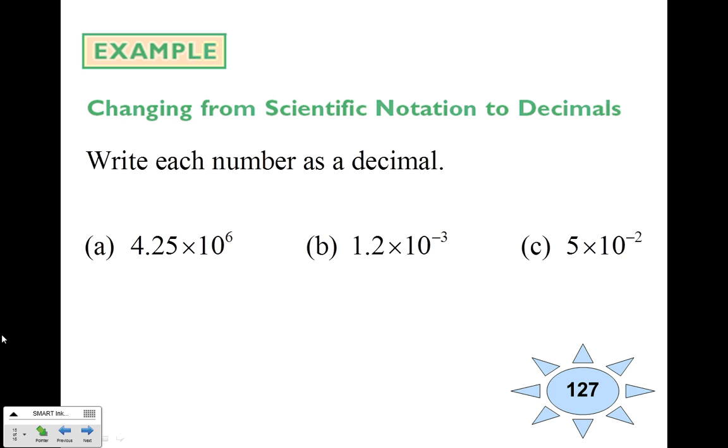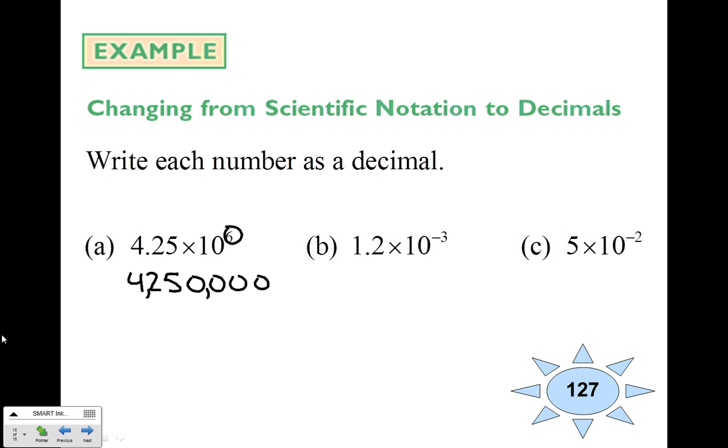All right, changing from scientific notation to decimals. Let's go backwards here. Write each number as a decimal. 4. We want to add 6 decimal places. That's what this is saying. 1, 2. What do we do now? We need 4 more. We're going to add in zeros. 3, 4, 5, 6. Let's put our commas in. 4,250,000.